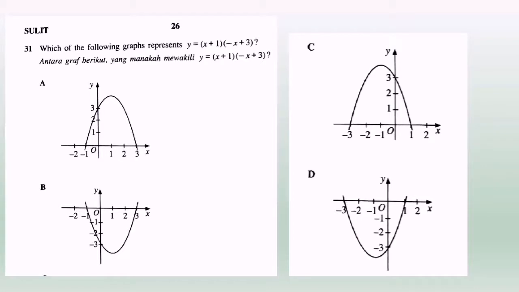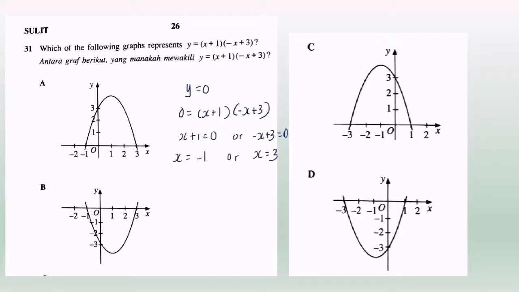Question number 31. Which of the following graphs represents y equals (s plus 1)(negative s plus 3)? On the x-axis, y equals 0. So we need to find the roots of the function. 0 equals (s plus 1)(negative s plus 3). s plus 1 equals 0 or negative s plus 3 equals 0. s equals negative 1 or s equals 3.